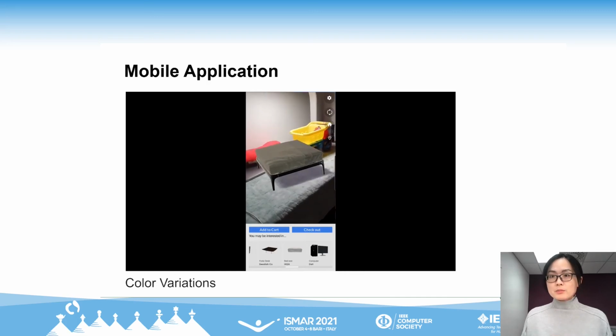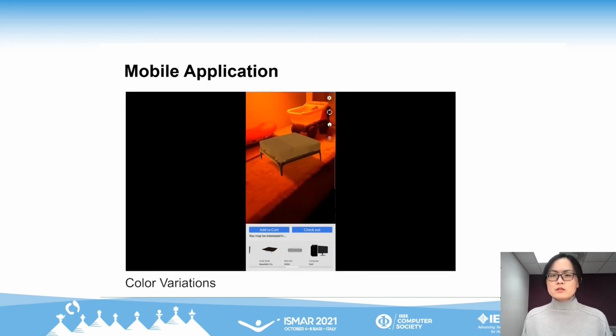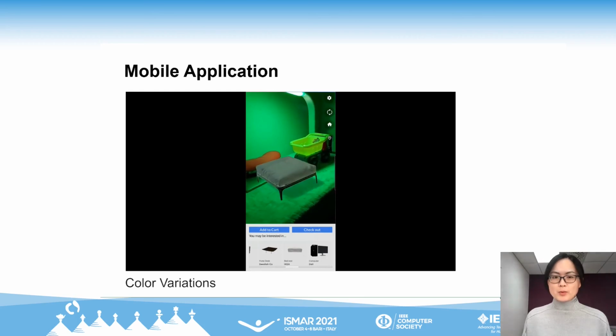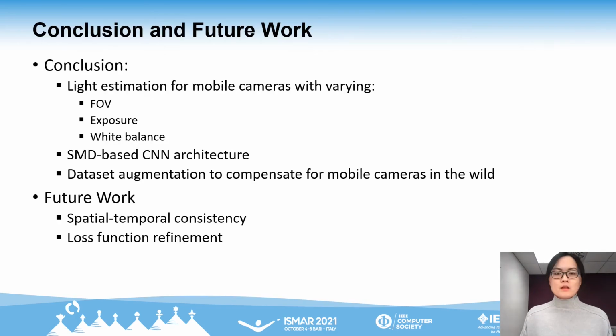Here is an AR example with different color shift variations. We can observe that the lighting estimation is robust and can maintain the lighting direction very well across different color shifts. To conclude, we present DLNet and a data augmentation strategy that can accommodate the wide variations of photographs.